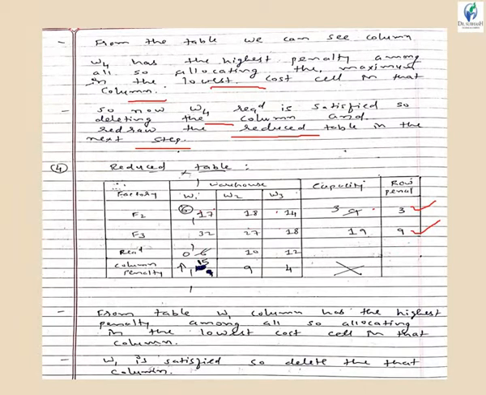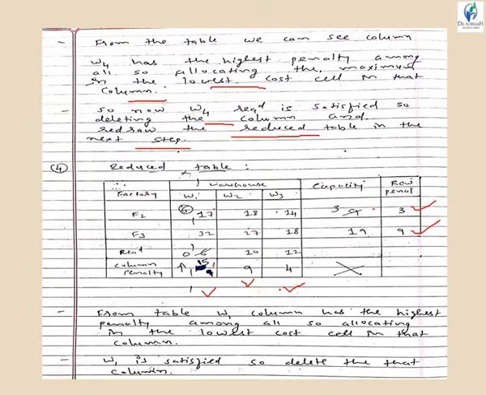Similarly for the column penalties, there are 2 elements in W1, 17 and 32. The difference of those 2 will give you the penalty of W1, and that is 15. Similarly for the warehouse W2, the difference will give you the penalty, and that is 9, and for the W3 column the difference is 4. So that is how the penalties of the columns are calculated.